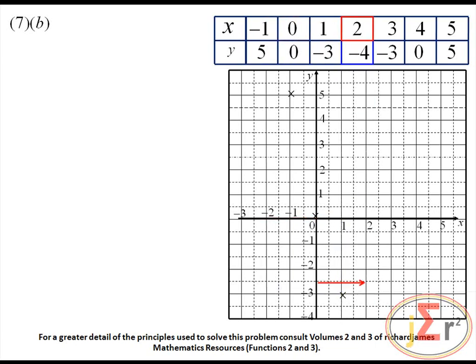2, negative 4. 2 in the positive x direction and negative 4, so 4 in the negative y direction. 3 in the x direction, a positive 3, and a negative 3 in the y direction. The point goes right there. Then 4, 0, so 4 in the x direction, and there is no y movement, so we do not go up, we do not go down. The point goes right on the x-axis, where x is equal to 4. And finally, 5, 5. 5 in the positive x direction, and 5 in the positive y direction. And we will finish up by drawing the curve.